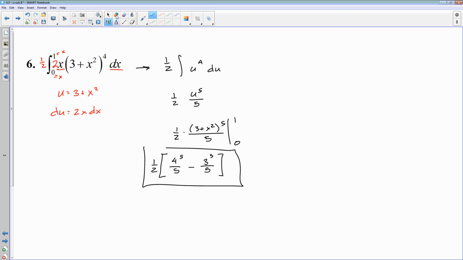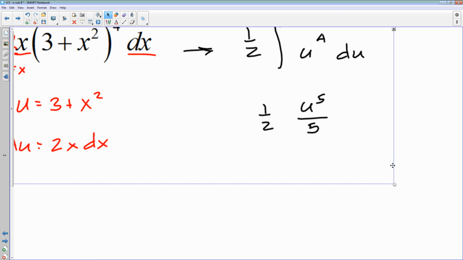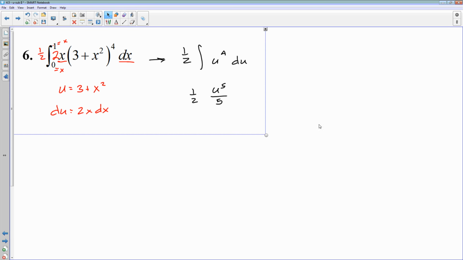Now I'm going to show you a second way we can solve this problem. The only different part is going to occur after you find the initial antiderivative. So let's look at this problem again up to this point.